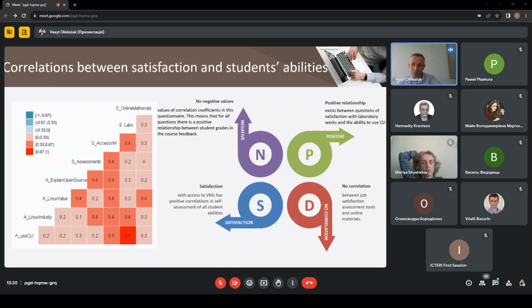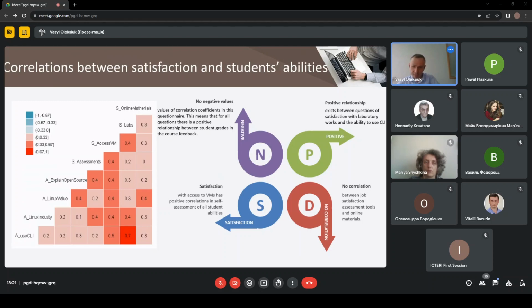As the distribution of grades from the questionnaire course feedback is not normal, the Spearman rank coefficients were calculated. They are displayed on the next slide. From the figure, we can draw a few more conclusions. There are no negative values of the correlation coefficient in this questionnaire. This means that for all questions, there is a positive relationship between student grades in the course feedback. The greatest positive relationship exists between satisfaction with the laboratory work and the ability to use CLI.